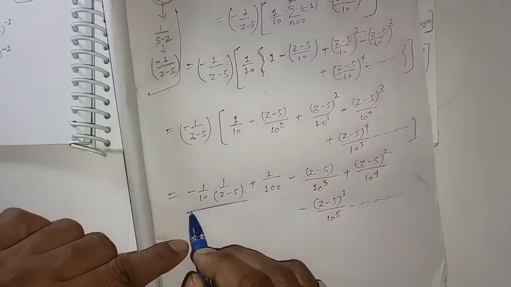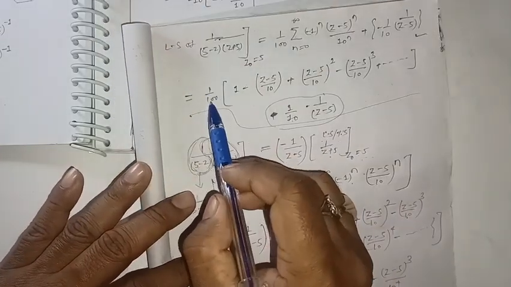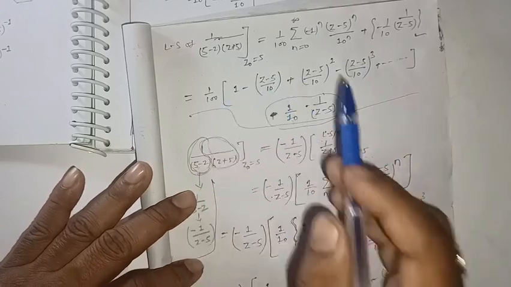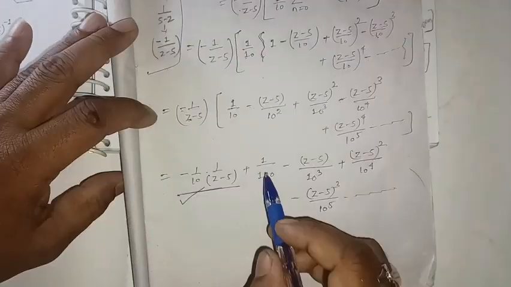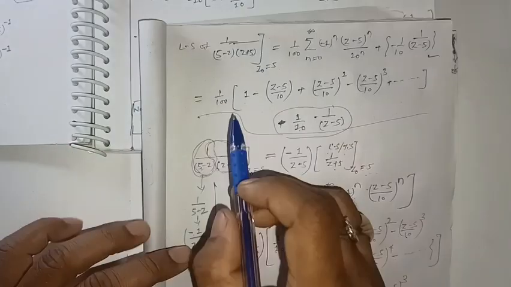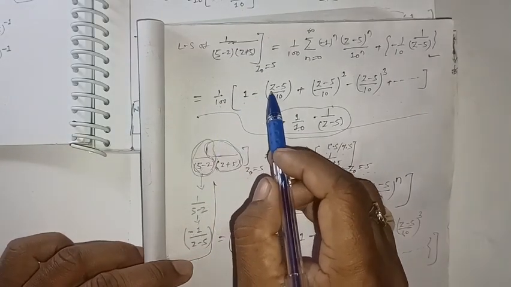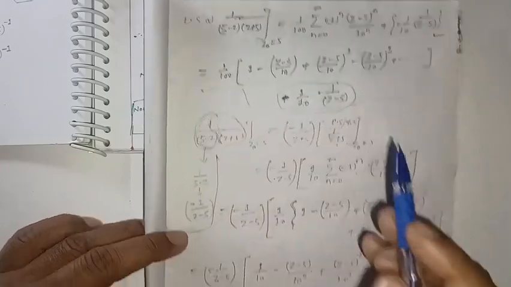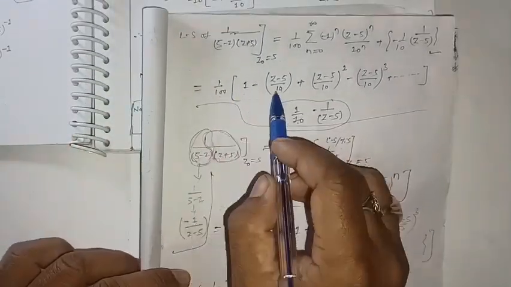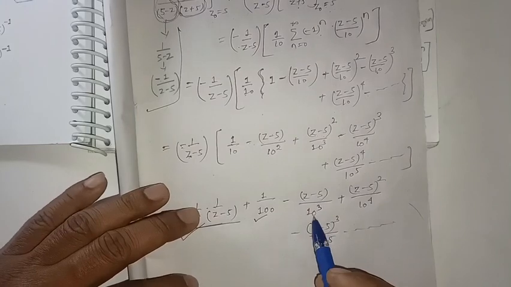Here it is, it came in the first term. Got it? Okay. Now here, if I multiply 1 by 100 with each term, then this will be 1 by 100 plus 1 by 100 term I got, 1 by 100 minus (z minus 5) by 100 into 10. 100 into 10 means 10 to the power 3, so (z minus 5) by 10 to the power 3.